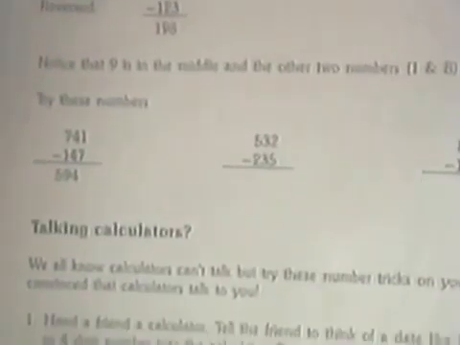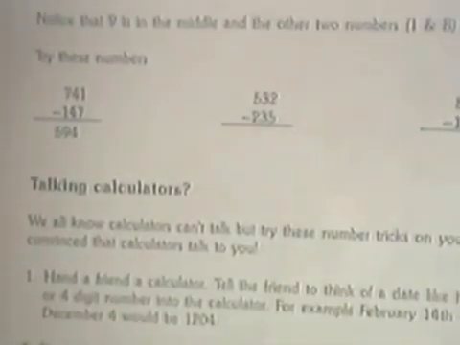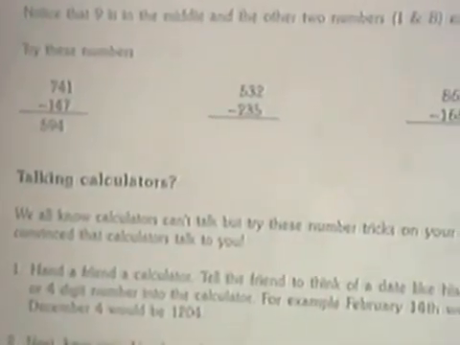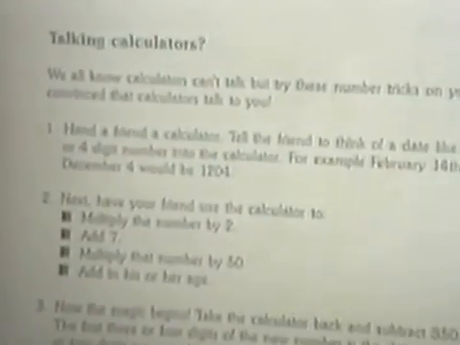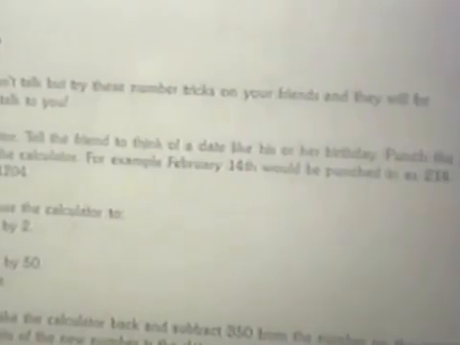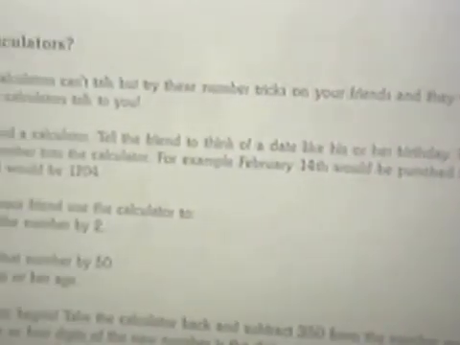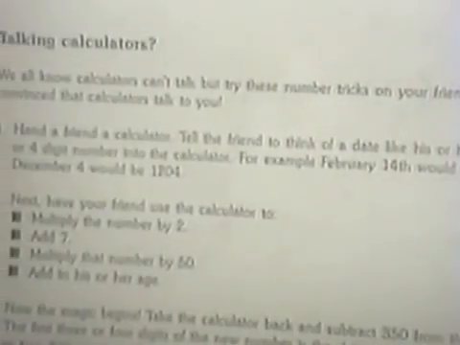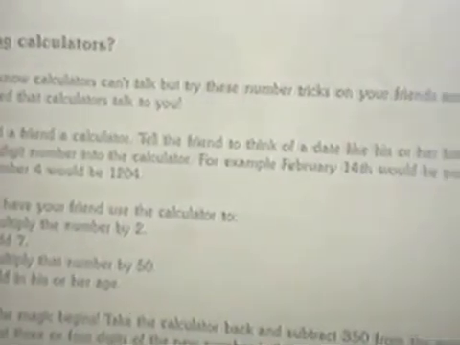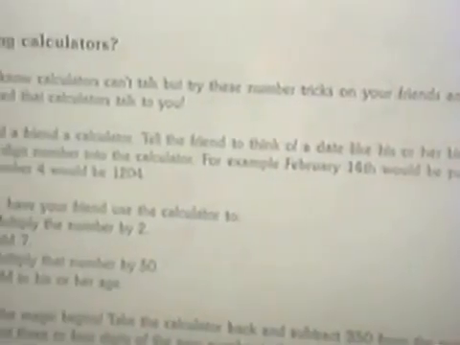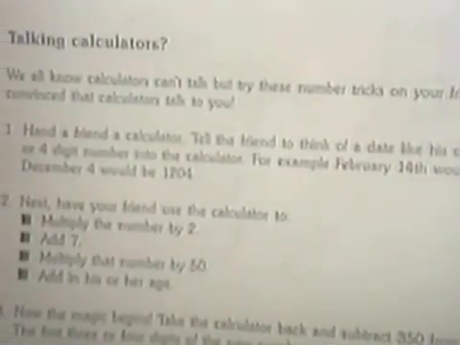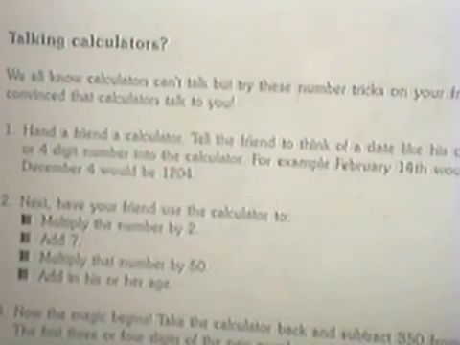Talking calculators. We all know calculators can't talk, but try these number tricks on your friends and they will be convinced that calculators talk to you. Hand a friend a calculator. Tell the friend to think of a date like his or her birthday. Punch in the 3 or 4 digit number into the calculator. For example, February the 14th will be punched in as the second month, 2/14. December the 4th will be the 12th month, 12/04.